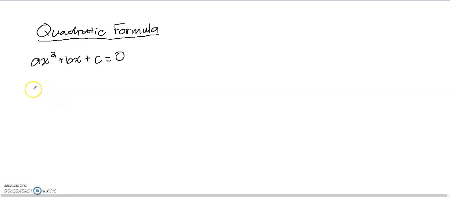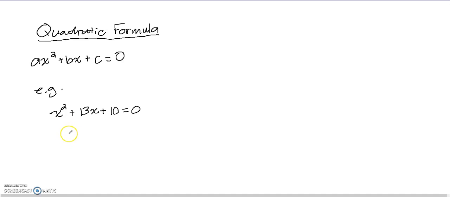For instance, if we look at something like x squared plus 13x plus 10 equals 0, this won't have any solutions by factoring because there's no way to factor 10 into two numbers that add up to 13. Remember, that's the only way you're going to find a factorization.